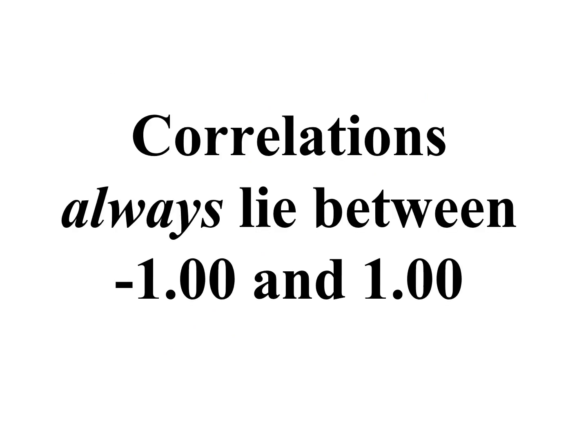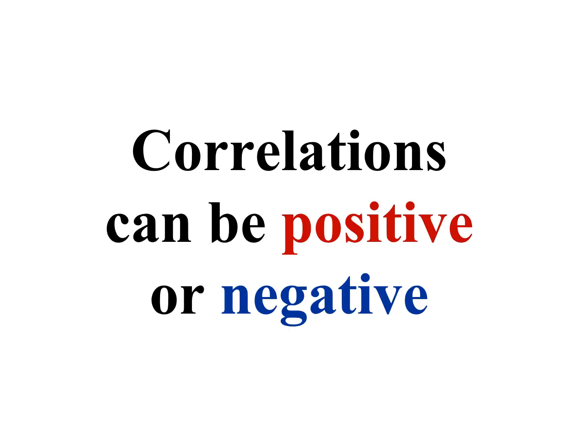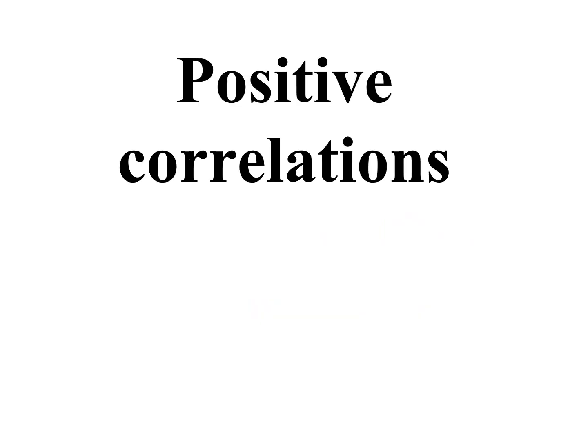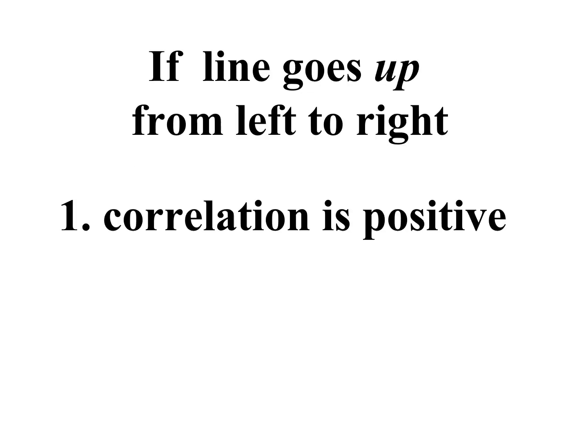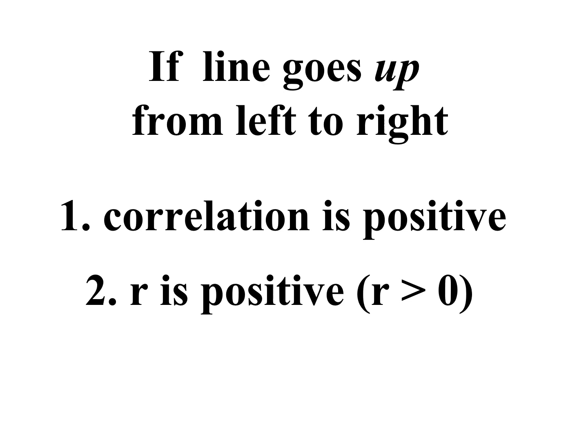Correlations, that is, correlation coefficients, always lie between -1 and +1. They can be positive or negative. Let's start by talking about positive correlations. A moment ago, we saw the scatter plot of cigarette sales and lung cancer. We saw that we could draw a line through the data points that shows their general trend. If this line goes up from left to right, the correlation is positive. In that case, R, the correlation coefficient, is also positive. That is, R is greater than 0.